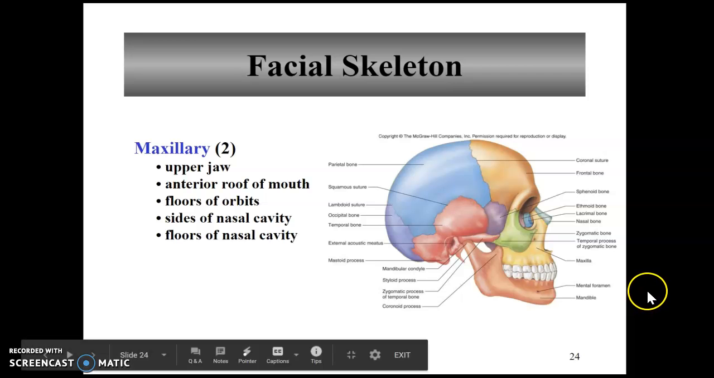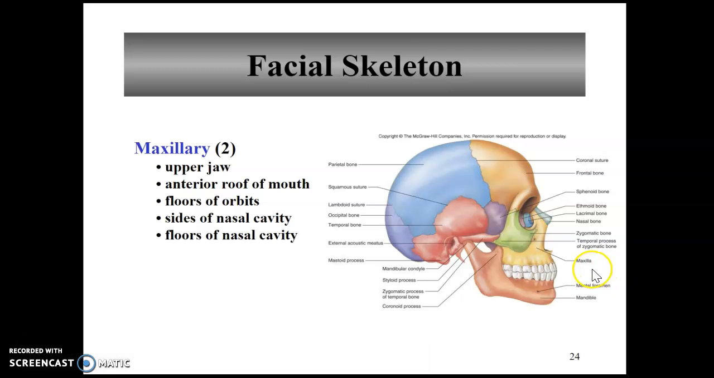We've looked at all the parts of the cranium, or the skull, and the different bones that make it up. The facial skeleton is made up of numerous irregular shaped bones. The first one we're going to talk about is the maxillary, and there's two of these. It's this yellow bone, which is the maxilla, one on each side of the face.